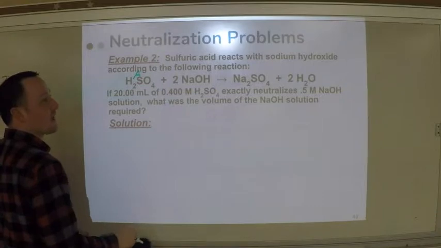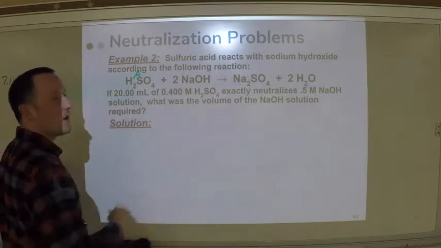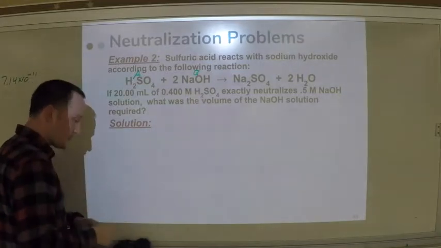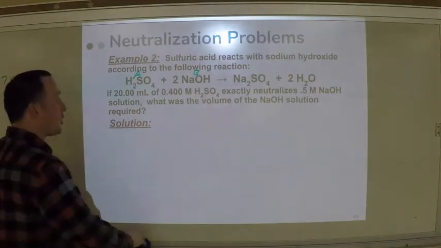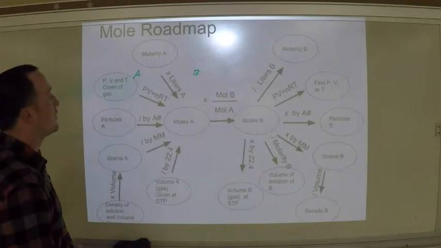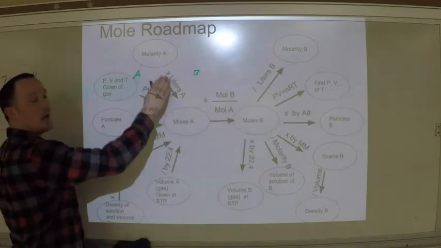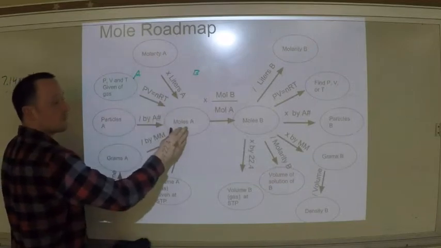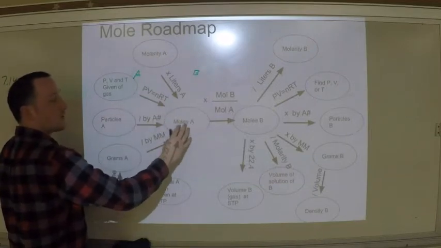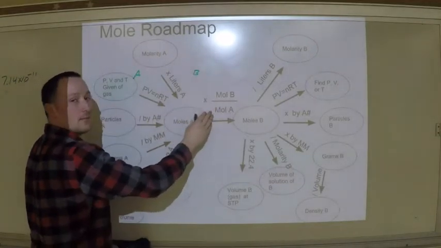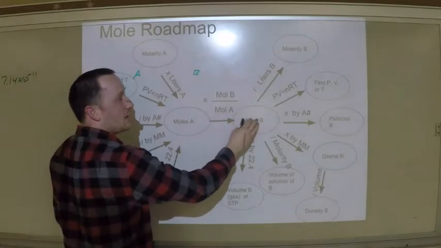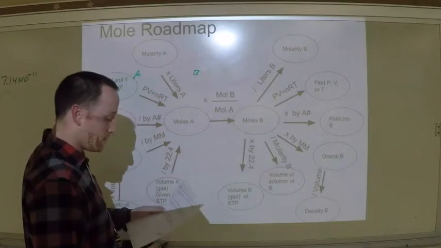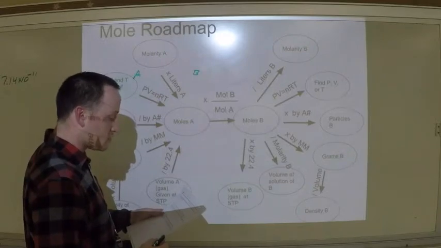It asked us to find the volume of NaOH. So we're looking for something about NaOH. That would be substance B. So let's look at where we're going to go on our mole map. We were given molarity and the volume of H2SO4, so I can convert to moles. Then, once I know moles of A, I can use my B over A mole ratio to convert to moles of B. And it asked me in this problem to find the volume of the NaOH solution required.